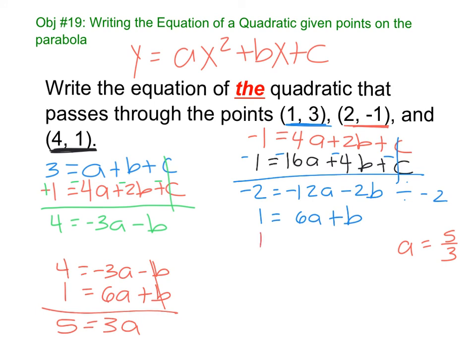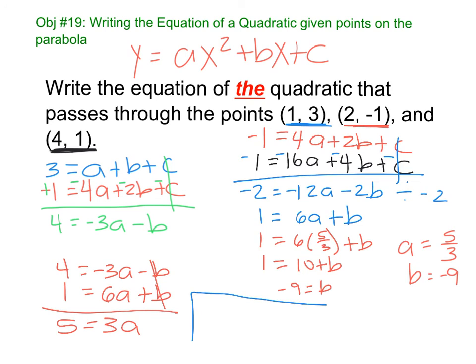All right. So 1 equals 6 times 5/3 plus b. Okay, so b ends up being a nice number. 1 equals 10 plus b. So b is -9. And then I have to figure out my c value. So let's go right here. -1 equals 4 times 5/3 plus 2 times -9 plus c. I'm plugging into that top, the red equation.